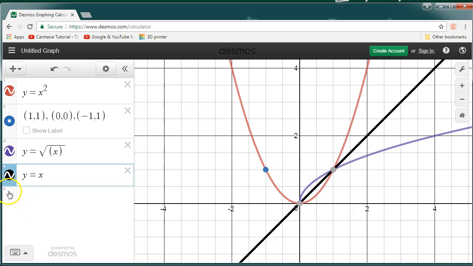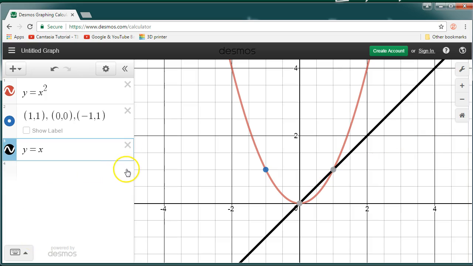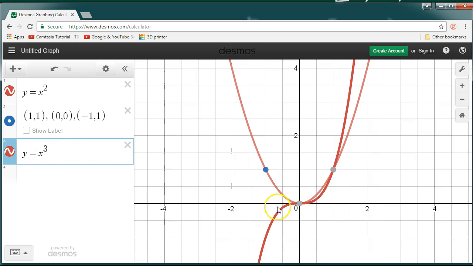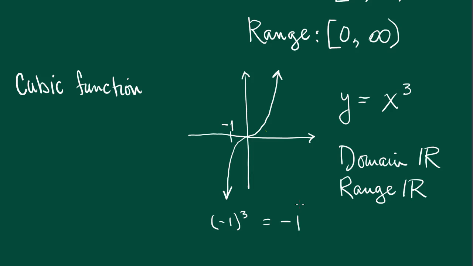Looking back at Desmos again, I'll now add to it the function y is equal to x cubed, and we can see that it shares these 2 points, and it grows faster than x squared, but between 0 and 1 it's a little bit less than x squared.